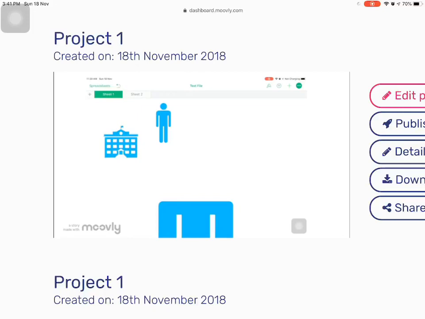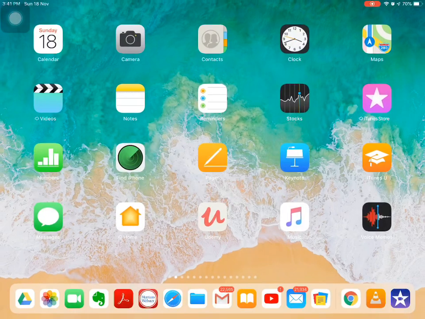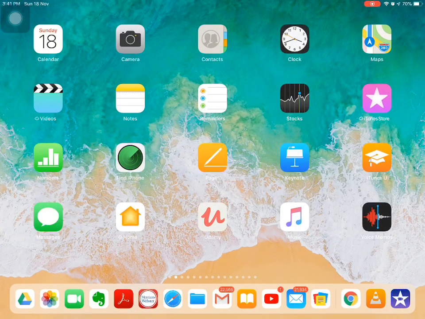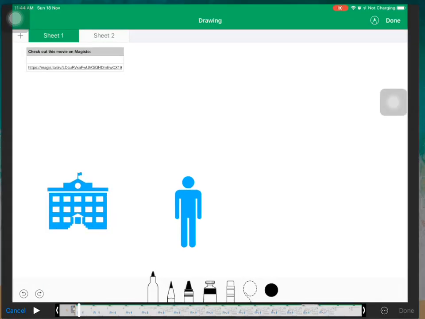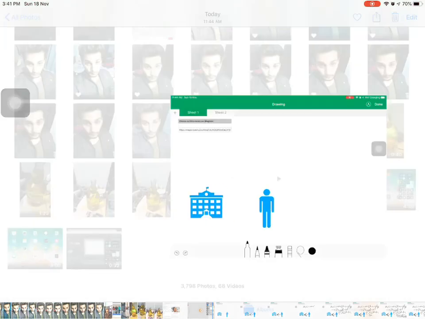Now, moving on to the next part, which we're going to be dealing with, that is SA 240, dealing with the auditor's responsibilities. Right. So first, let's understand what is fraud. Fraud is an intentional misstatement of information by employees.